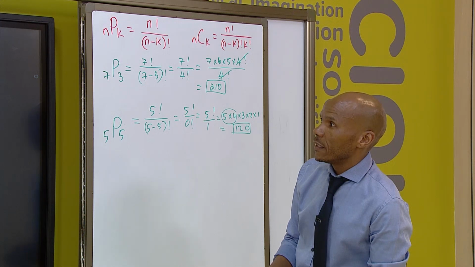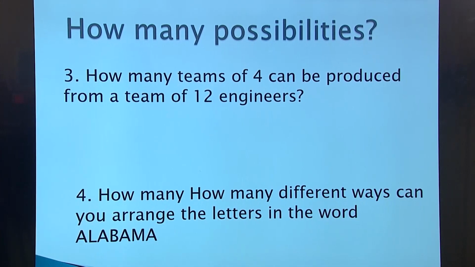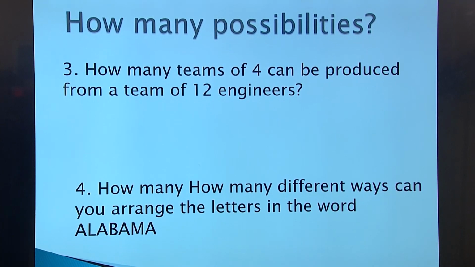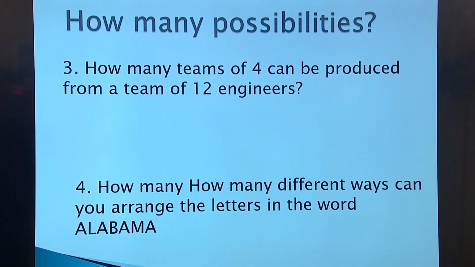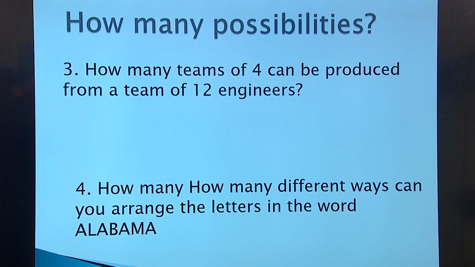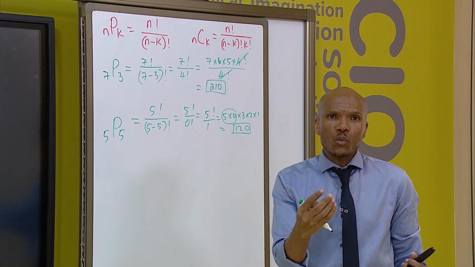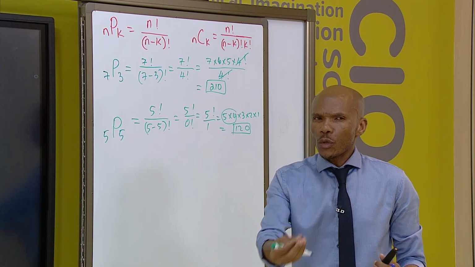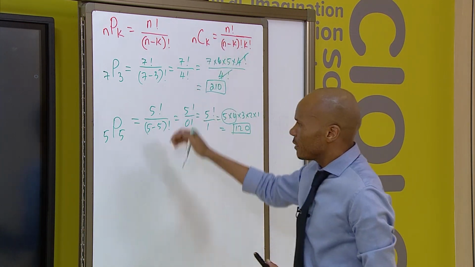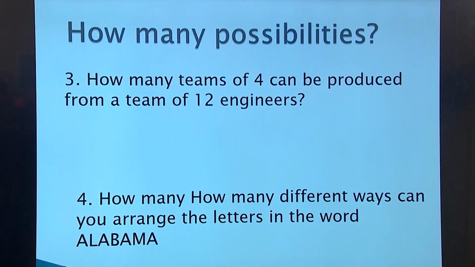And then the third one that we have is how many teams of 4 can be produced from a team of 12 engineers. We have 12 engineers, and we want to only produce teams of 4. The question you want to ask is, does the order really matter? Here, the order doesn't matter. You just want the groups of 4. So if the order does not matter, we use combinations, right?